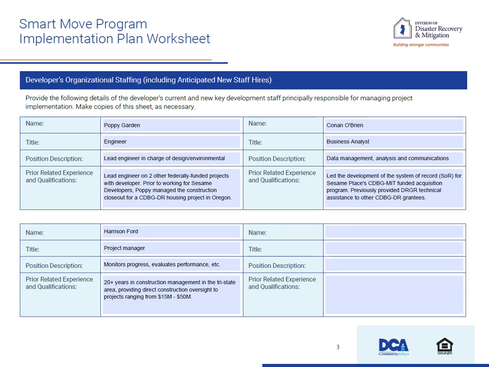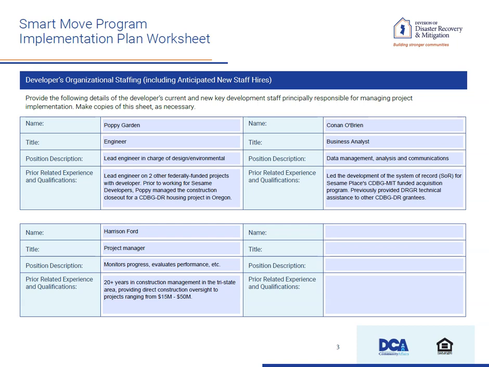Next, on page 3, we outline the developer's organizational staffing structure, including any new or anticipated new staff hires. We want the developer's current and new key development staff principally responsible for managing the project and its implementation to be listed here. For each staff person, please include their name, title within the developer's company, their position description, and any prior related experience and qualifications.